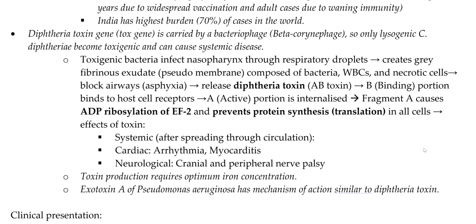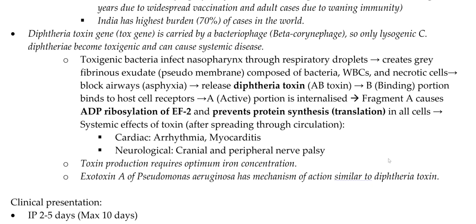Cardiac complications in terms of arrhythmia and myocarditis, and neurological ones, though they happen late in the disease, usually in the form of cranial and peripheral nerve palsy. Now, toxin production requires optimum iron concentration. If iron is too much or too little, toxin cannot be produced by the bacteria. That is one important thing to remember.